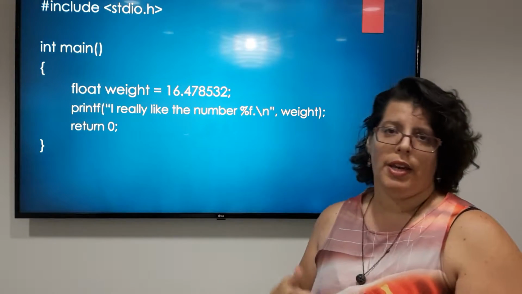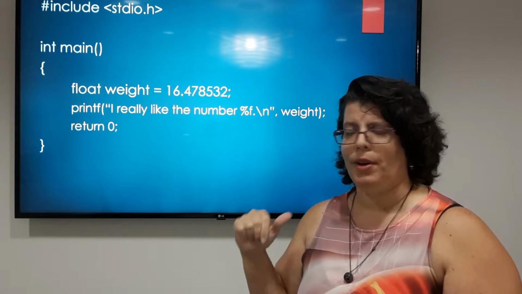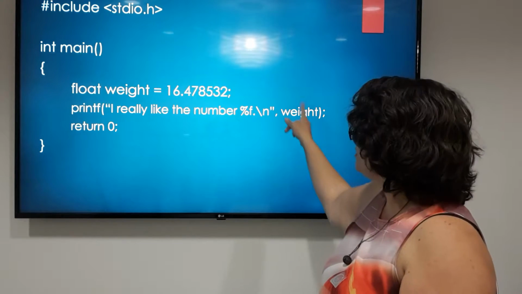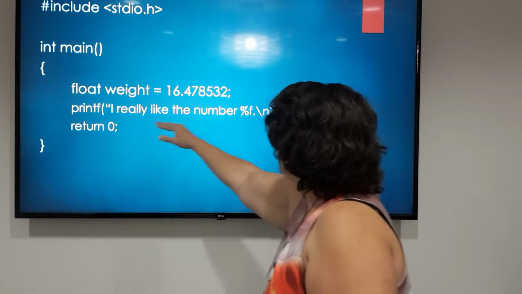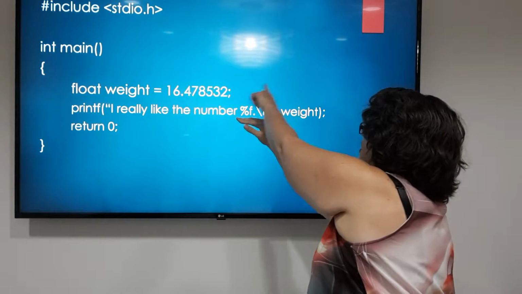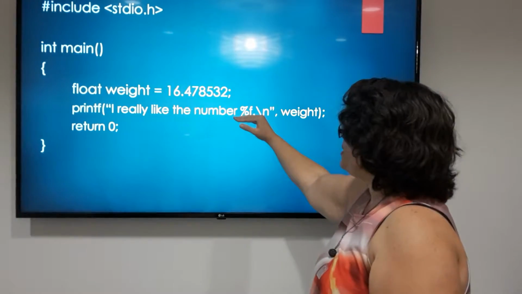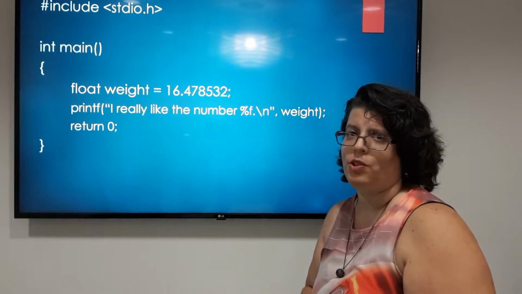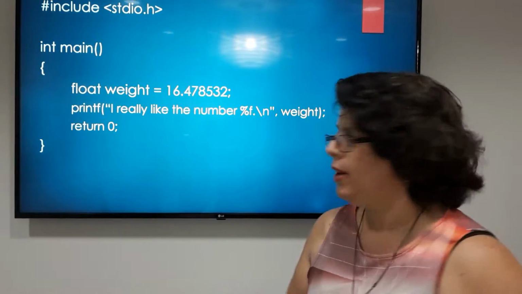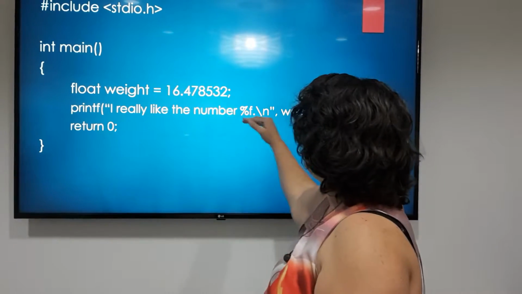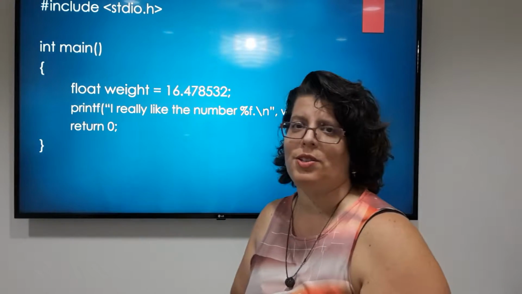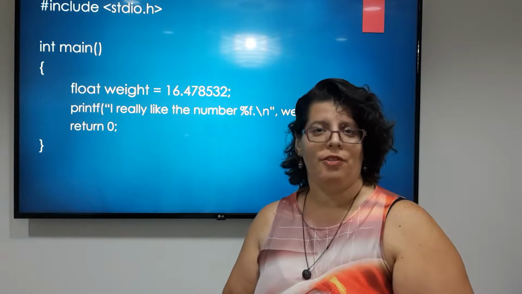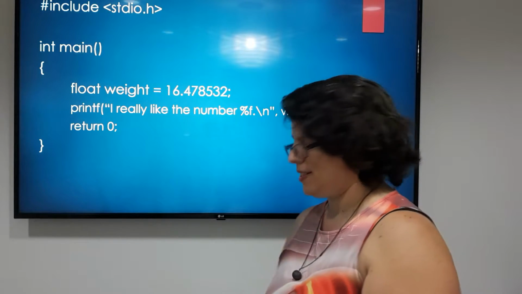It's going to fill it in, and the way it knows how to fill it in, it's going to go after the comma right here, and it sees a variable called weight. And so whatever the value of weight is, it's going to fill in that blank. So I really like the number blank. It's going to grab weight and fill in that spot. And what winds up being the value of weight, I see over here the weight is 16.478532. So the sentence actually reads, I really like the number 16.478532. And I'll see all of that on the screen. So that's an example of how you print out a float value. Let's see what's next.